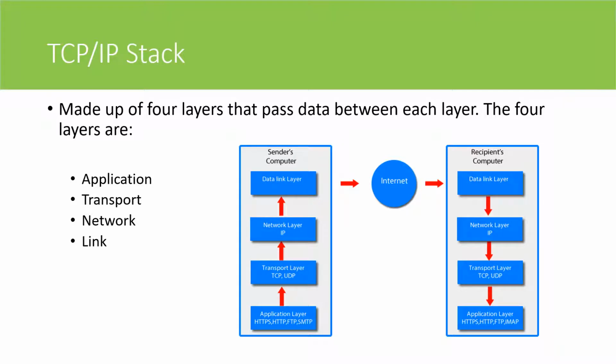The TCP/IP stack is made up of 4 layers that pass data between each layer. The 4 layers are the application layer, the transport layer, which is normally TCP or UDP, the network layer, which is normally the Internet Protocol, and finally the data link layer.